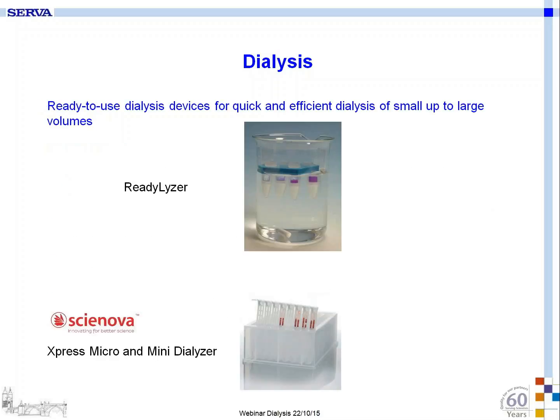This was a reason why ready-to-use dialysis devices were designed, which are much easier to handle, and they allow dialysis of small sample volumes with only minimal sample dilution, and they are not so prone to leakage and other disadvantages of the standard dialyzed tubings. I want to show you two systems today. One is the Dialyzer system, and the other one is from the German company SERVA, which developed a new innovative system of dialyzing devices, the Express, Micro and Mini dialyzers.